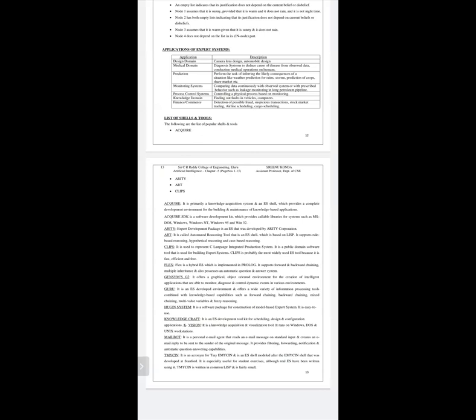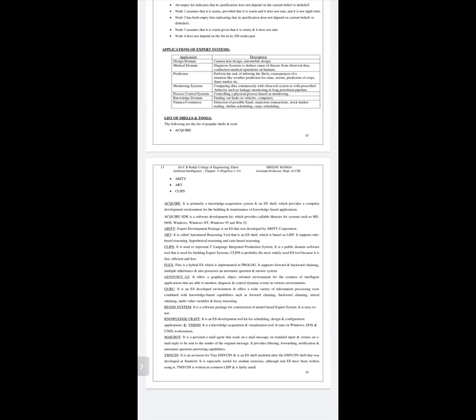Next one is Knowledge Craft. It is an expert system development toolkit for scheduling, design, and configuration. Next one is K-Vision. It is a knowledge acquisition and visualization tool that runs on Windows, DOS, and Unix workstations.